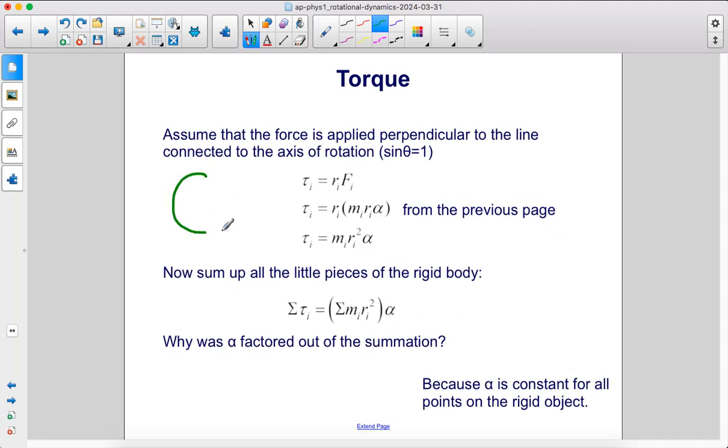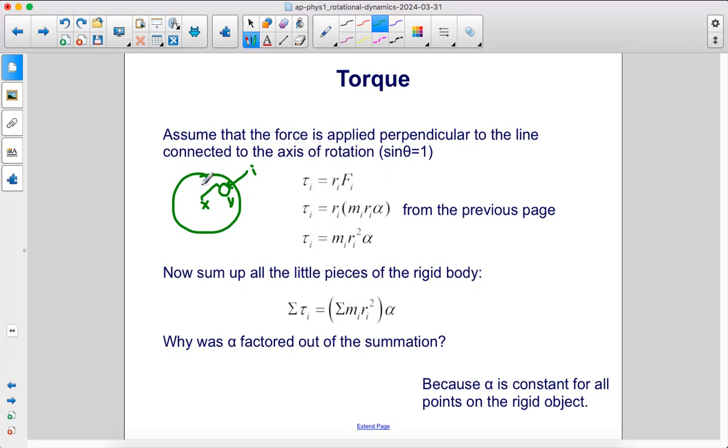All right, I'm going to draw my wheel again. Here's my axis of rotation. Here's our little piece i that we're analyzing. Let's assume the force on little piece i is perpendicular to the line that connects piece i to the axis of rotation. Therefore, sine theta is going to be 1. We don't have to worry about it. Therefore, the torque on this little piece i is r times F, because we got rid of the sine theta.